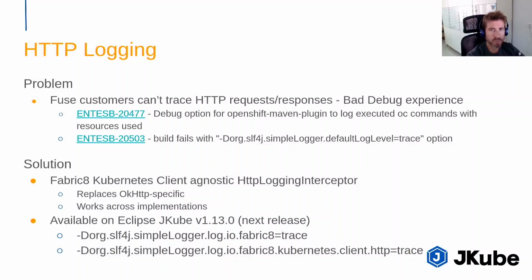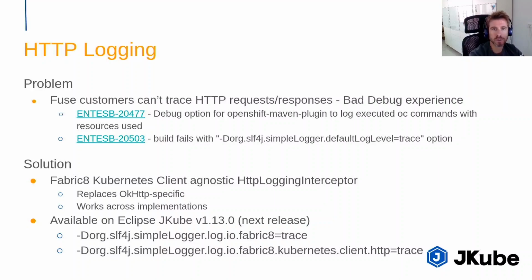On today's demo, I'm going to showcase the new improved experience to log HTTP requests and responses in JKube. The issue was initially identified when one of the Red Hat Fuse customers reported a problem when trying to debug one of their projects. When they enabled the HttpLogging trace logging, the OpenShift S2I build no longer worked and it ran into an infinite loop.